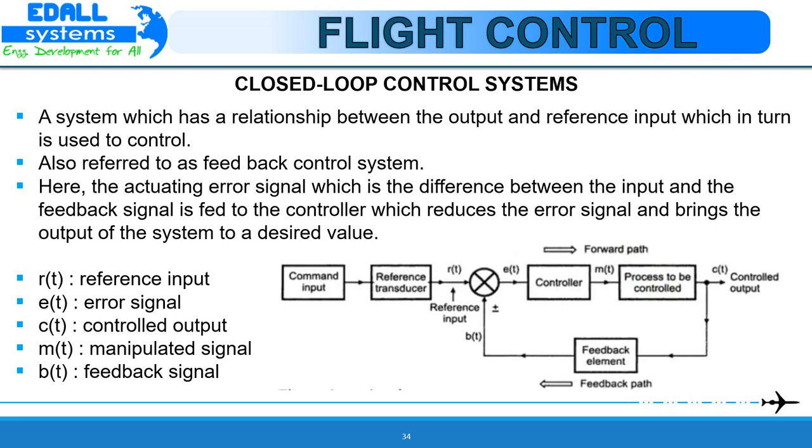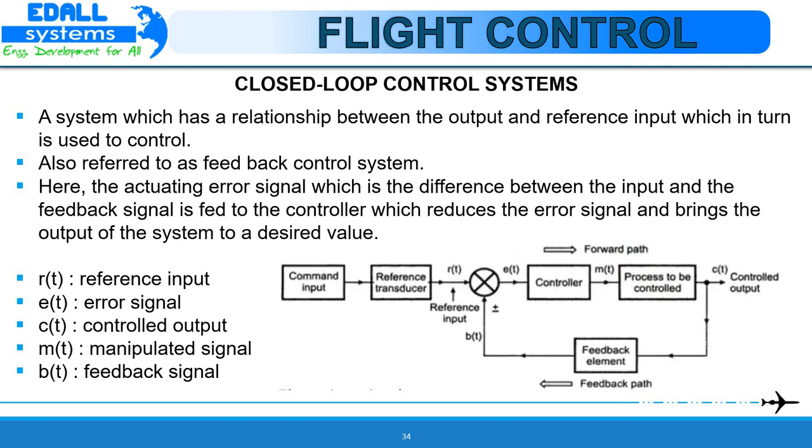The signal which is the output of the feedback element is called the feedback signal, B of t. It is then compared with the reference input, giving the error signal E of t equals R of t plus B of t. That is, the error signal is equal to the sum of the reference input plus the feedback signal. When the feedback sign is positive, systems are called positive feedback, and if it is negative, it is called negative feedback.